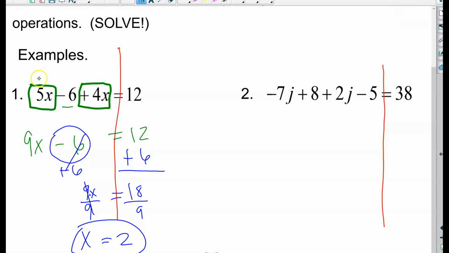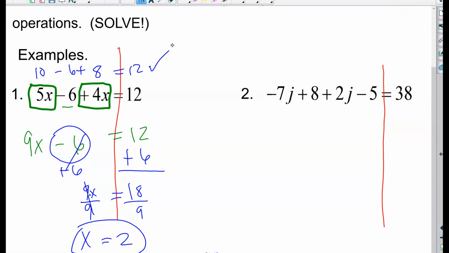And I can always go back and plug this in. If I plug in x of 2 in my original equation, this would become 10 because 5 times 2 is 10, minus 6, and then plus 4 times 2 is 8. And that should equal 12. Well, if I do this, 10 minus 6 is 4. 4 plus 8, that does equal 12. So it checks out, and I know that I did it correctly.